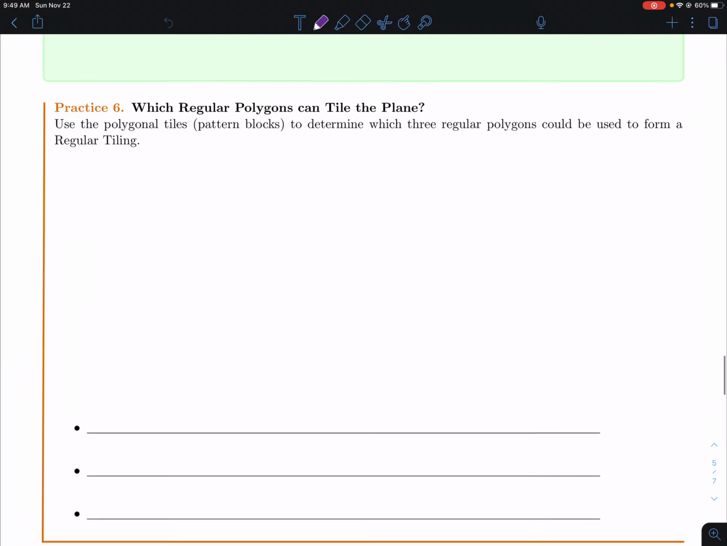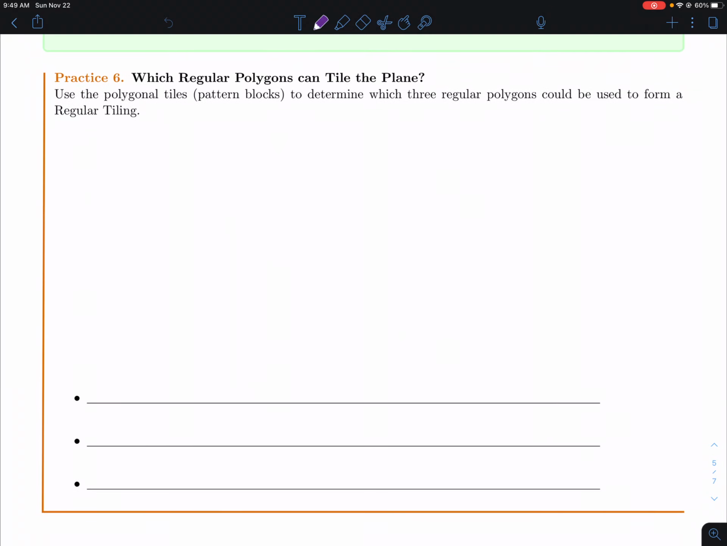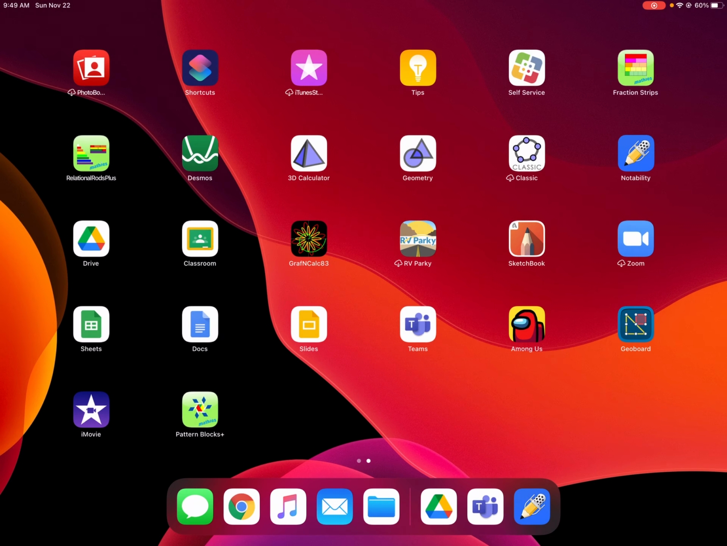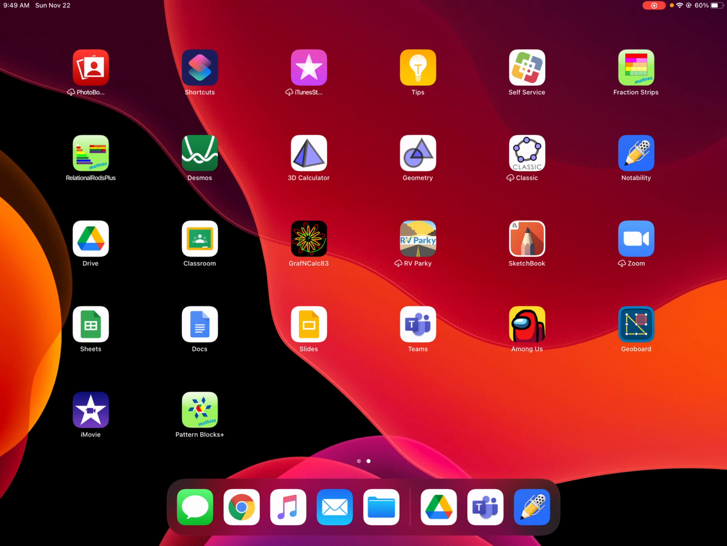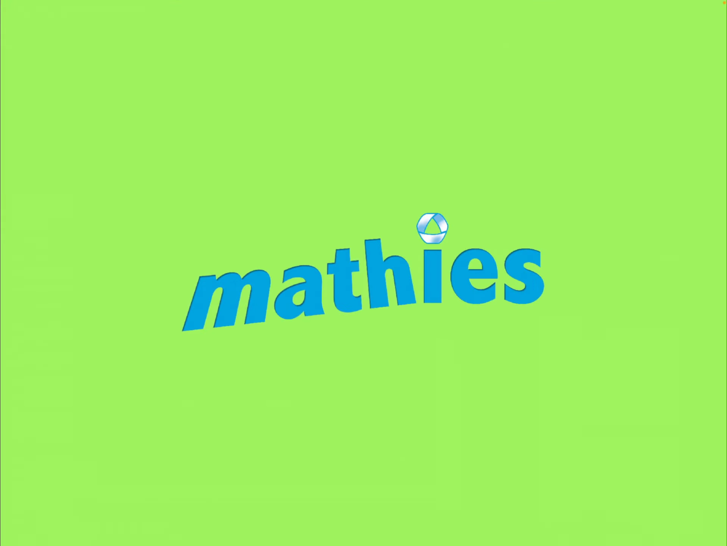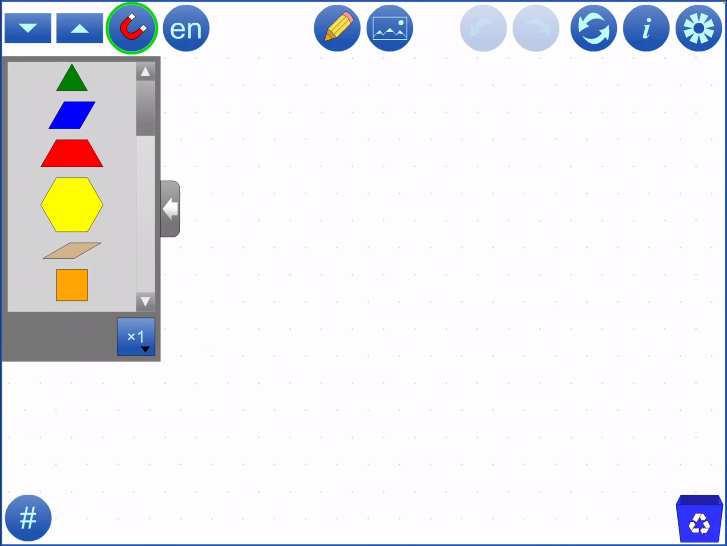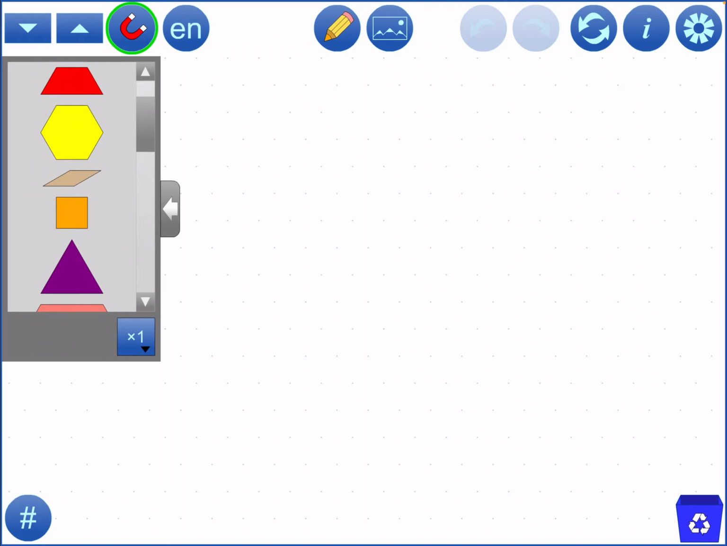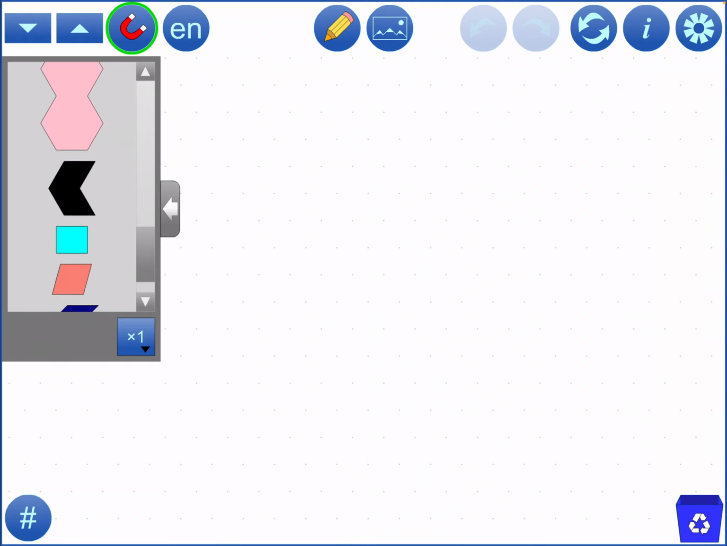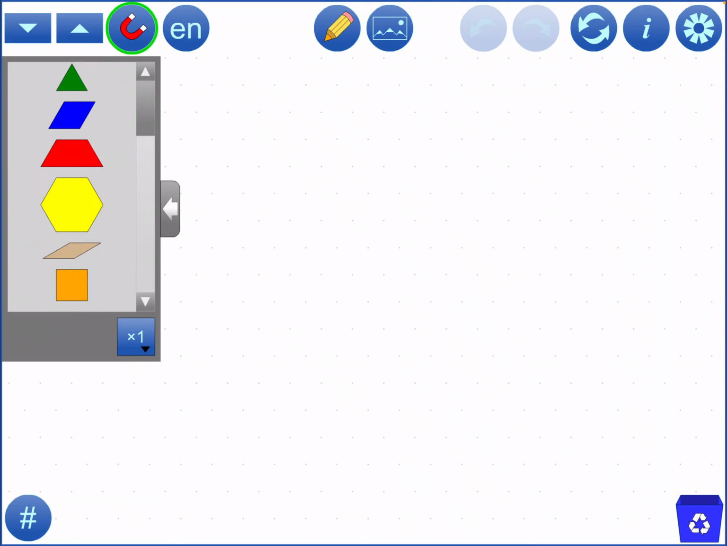So that'll be kind of important to recognize. In class, I would have you do this with different polygon tiles. What I want you to do is take different polygonal tiles, pattern blocks, to determine which 3 regular polygons could be used to form a regular tiling. We can't use the physical blocks, but there is a nice little app called Pattern Blocks by Matthews that you can download. The only downside is it doesn't give us all of the regular polygons, but the ones it gives us allow us to make a tiling.